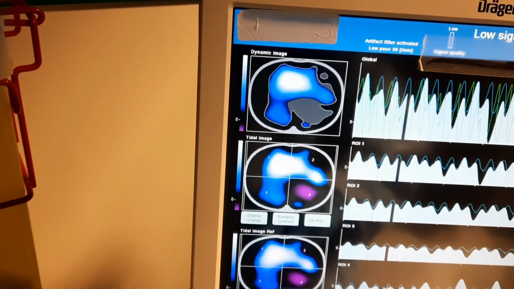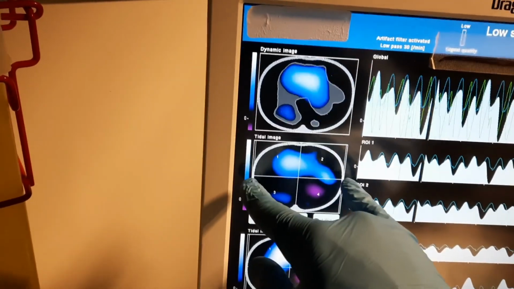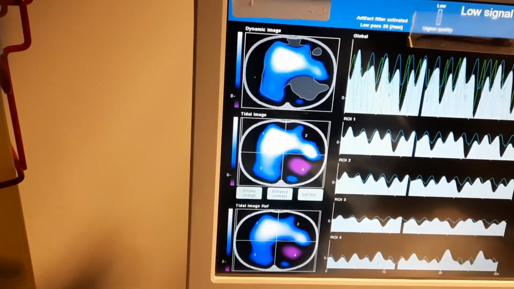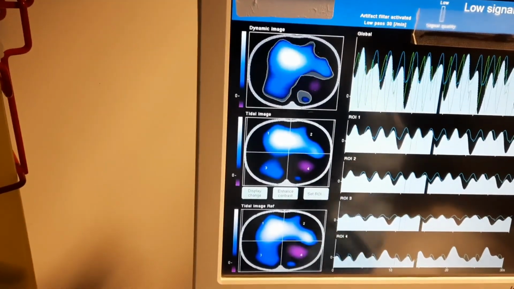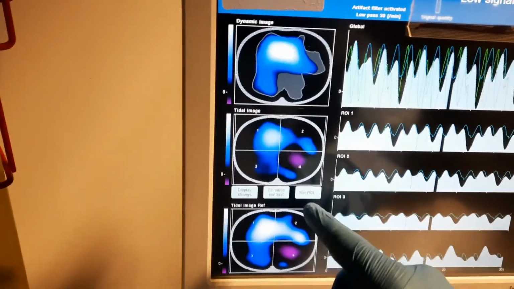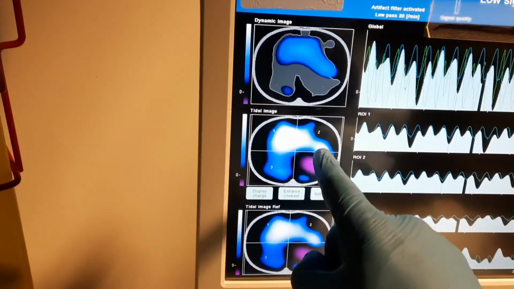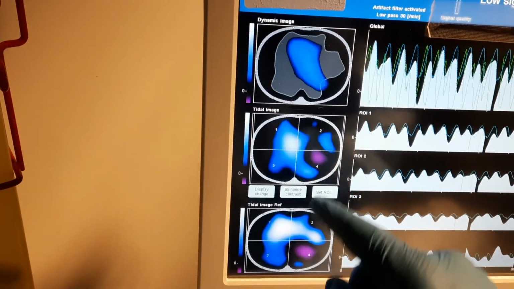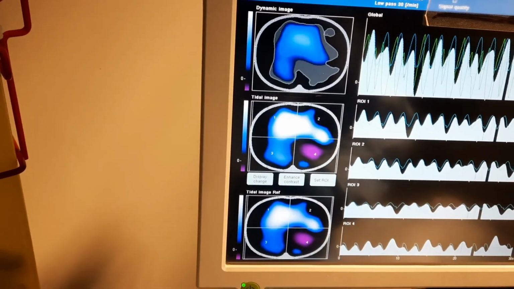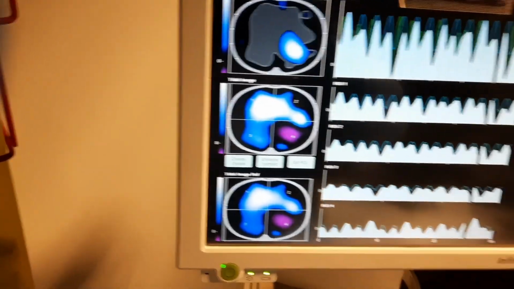Sometimes if it's in the middle, it's the mediastinum. If you have two purples on each side, that might be the diaphragm. You need to put the belt a little bit higher. And if you have significant pleural effusions, an indicator could be this purple impedance that shows up.